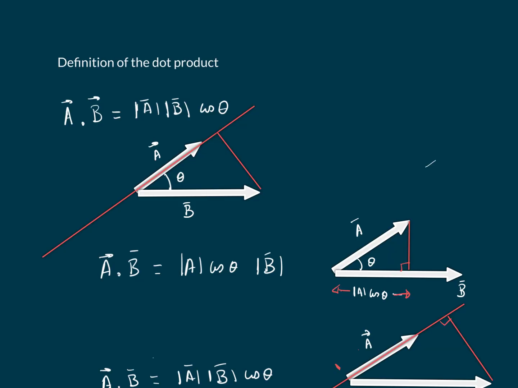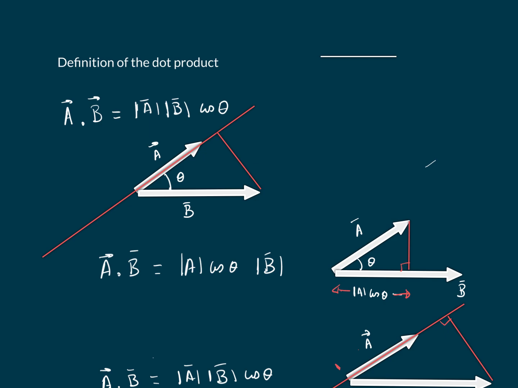Before doing the problems, we are going to review the definition of the dot product. Given two vectors A and B, each has a magnitude and a direction. This is the direction of A, running in this direction. This is the direction of B, running in this direction. So once we have two vectors, we have two magnitudes and two directions. What do we mean by the dot product?